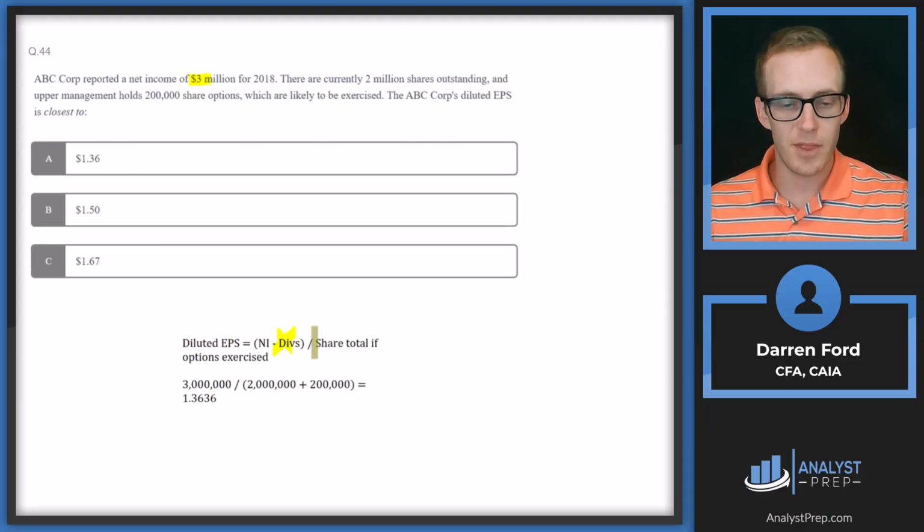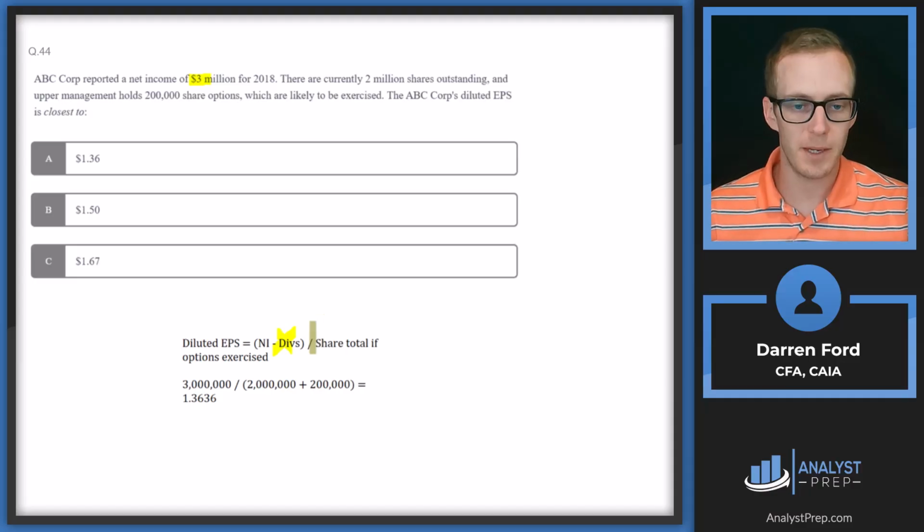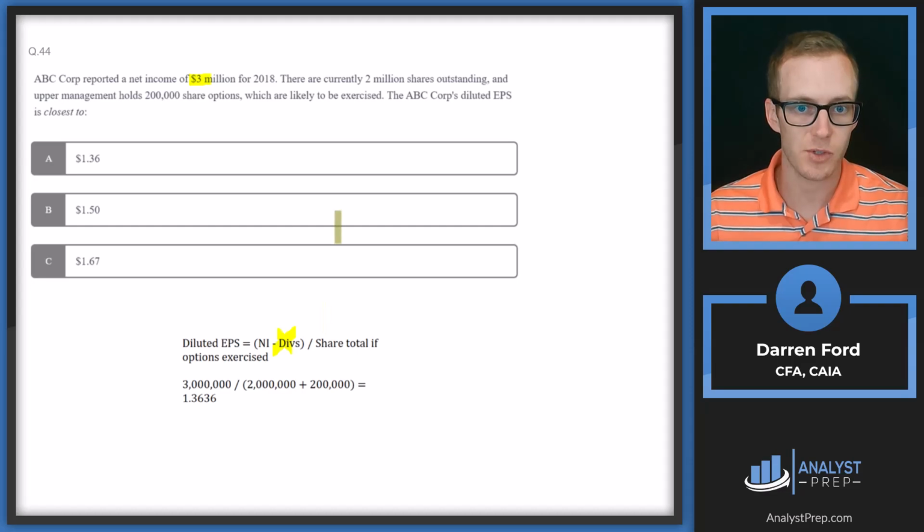And then the difference between basic EPS and diluted EPS is for diluted, we're going to be looking at the share total, assuming these options are exercised. So we have 2 million shares outstanding, and then we're going to add to that these 200,000 share options. And so that's what's going to be our denominator. We're dividing that into 3 million, which gives us 1.3636. And that's going to round closest to answer A.